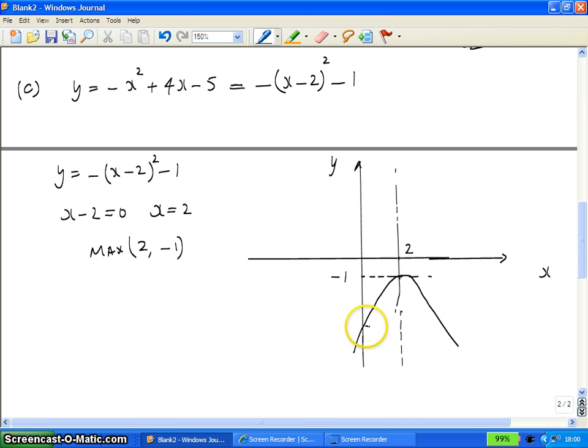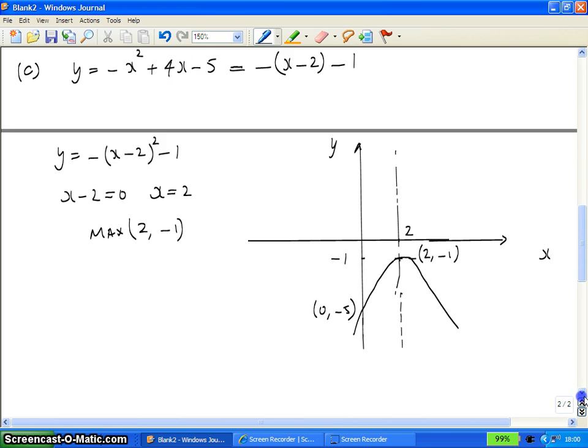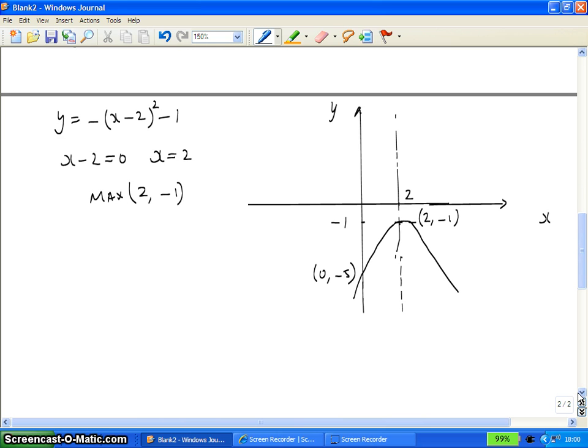Remember, you must present the coordinate of the turning point clearly on your diagram. So you need to stick that in here. So that's going to be at 2 and minus 1, and the y-intercept is equal to minus 5, because when x is equal to 0, y becomes equal to minus 5. So that should give you full marks.